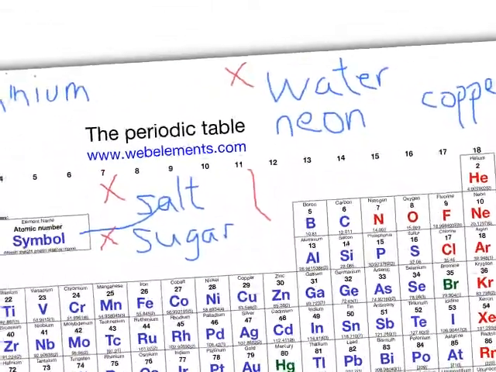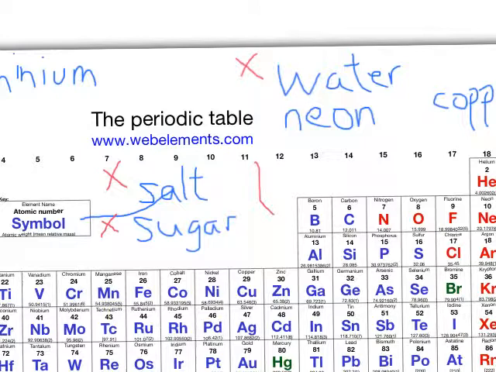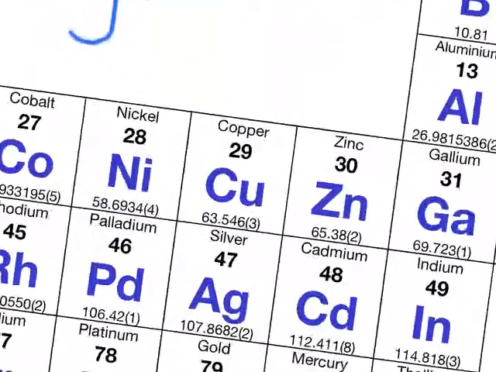So I can put a tick next to neon. Let me go and do that now. Big tick. And finally, I get to copper. Now, copper is also on the periodic table, and copper is down here.